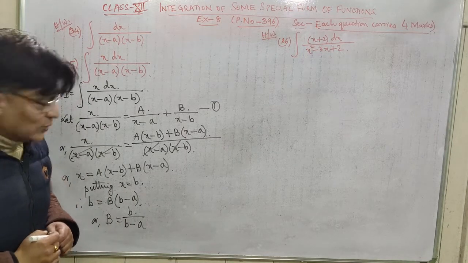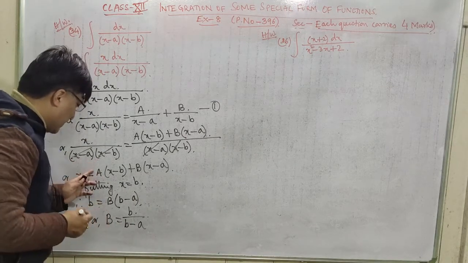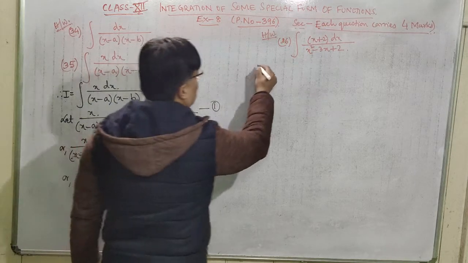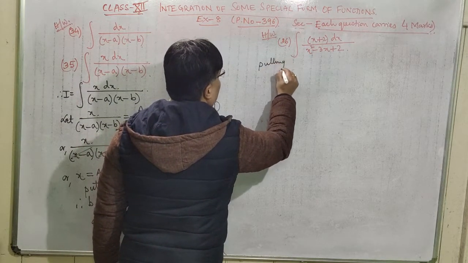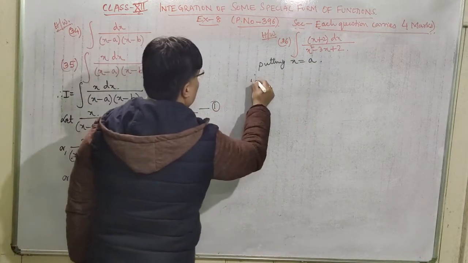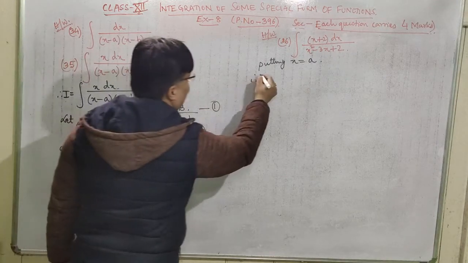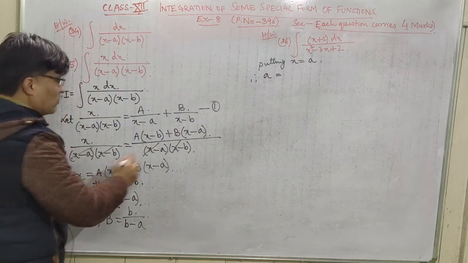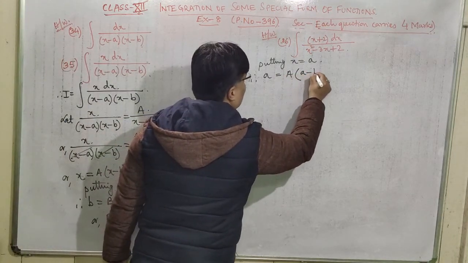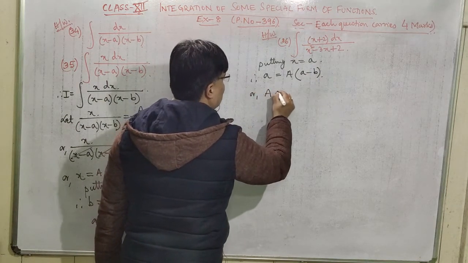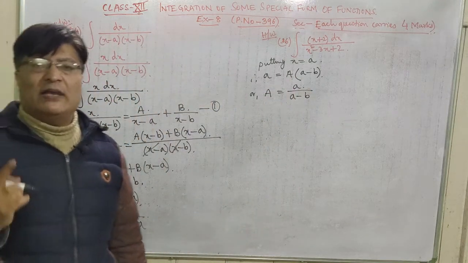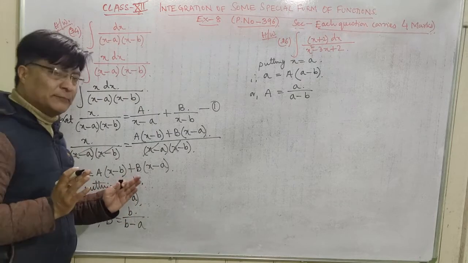So I think I've understood it. Next, in order to get the value for capital A, you should make this second term 0 by putting x is equal to a. Let us put x is equal to a now. So instead of this x, you should put a, and this first term will be capital A into what is x? Small a minus small b. So capital A is equal to small a divided by small a minus small b. So that is your value for capital A.